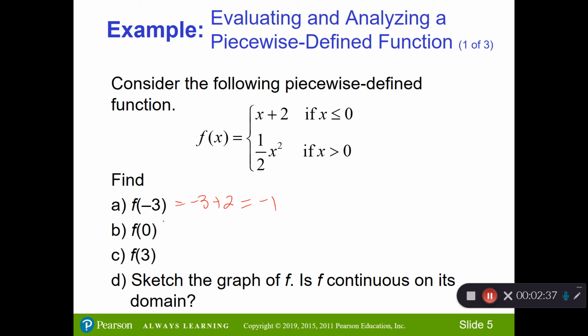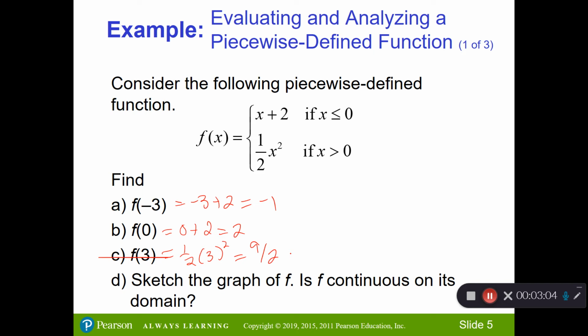To evaluate f of 0, I say 0 is less than or equal to 0. That's a true statement. So again, I plug into the top equation. I don't do the bottom. But for x being 3, 3 is not less than 0, but 3 is bigger than 0. So I plug in here. I do not plug into the top equation. I only plug into the bottom equation and get 9/2.